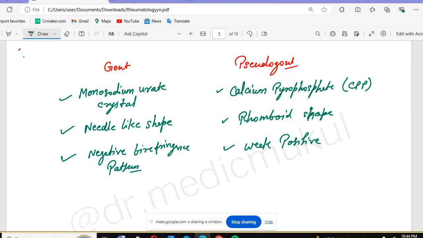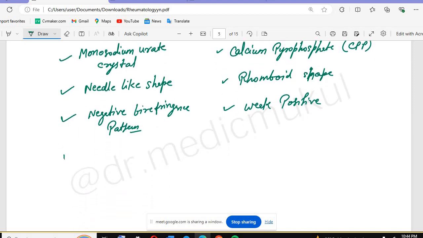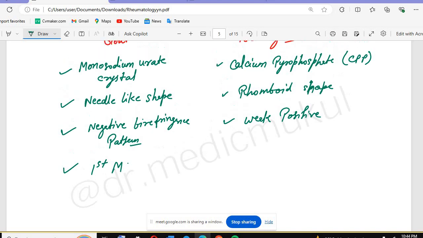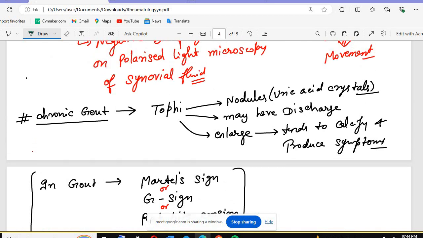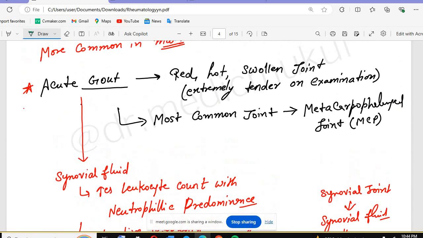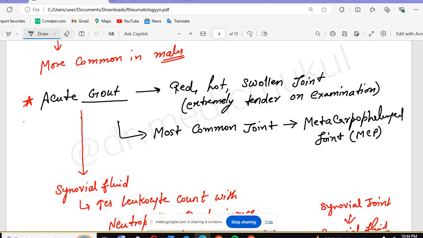And which joint did I mention here? The first metatarso... metacarpal, wait, what did I say? Sorry, please make it correct. Metatarsal. I wrote metacarpophalangeal. No. So this is the metatarsophalangeal joint, that is the MTP. That is the first metatarsal basically.